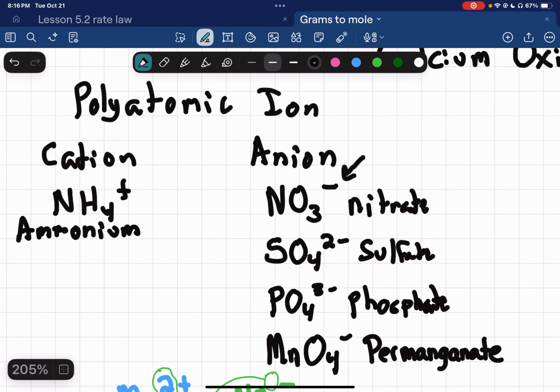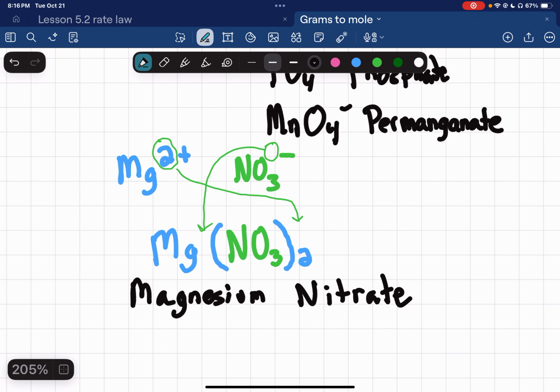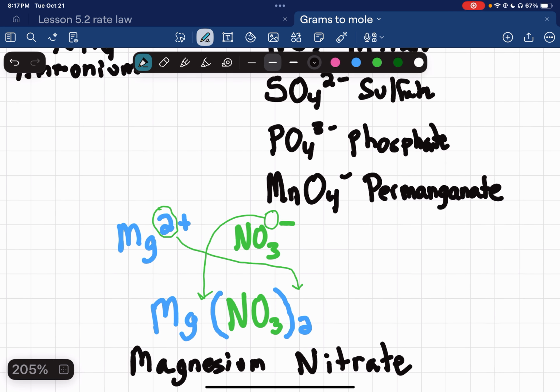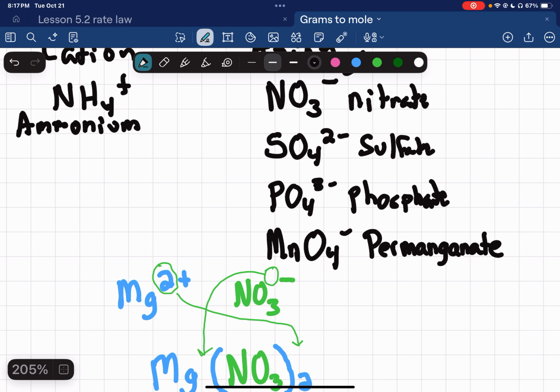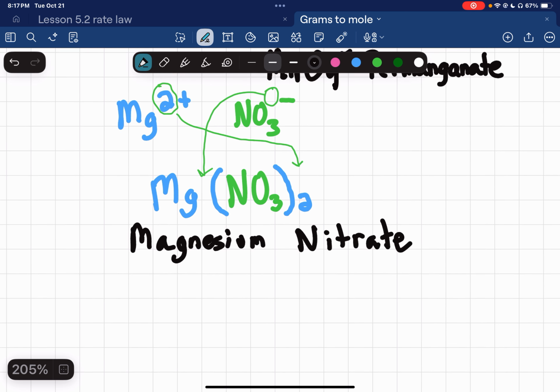I would say of all the ones that we do, polyatomic ions can sometimes be the most challenging for students to use, and it's only because you have to memorize some of this stuff. But like I said, because you see them so often, oftentimes it's just simple attrition, you'll just memorize them. All right, so let's go to another one.